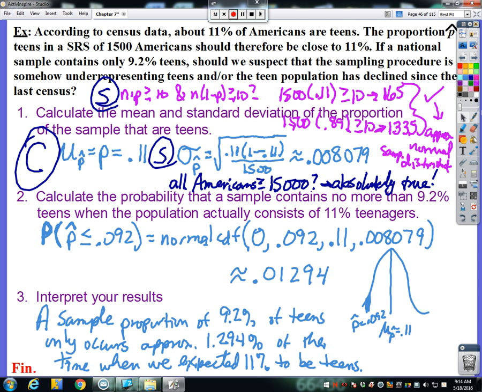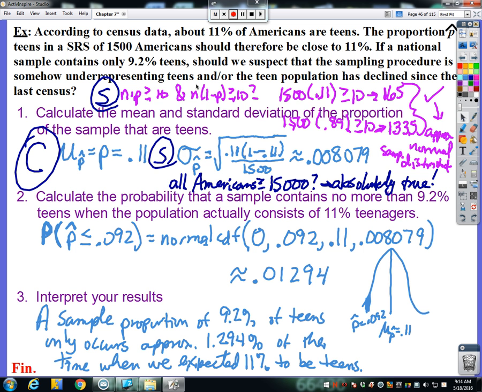All right. So with this 1.294%, we're really going to doubt, right? In this question here, we should suspect that the sampling procedure is somehow underrepresenting teens and/or the teen population has declined since the last census. That would be the main thing we would conclude with our 1.294%.